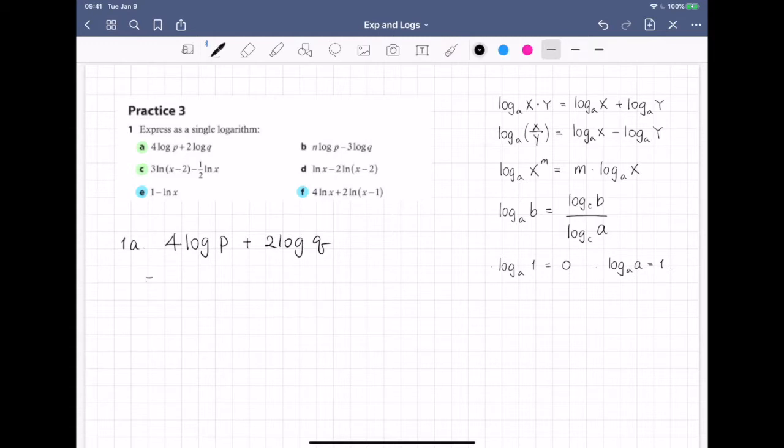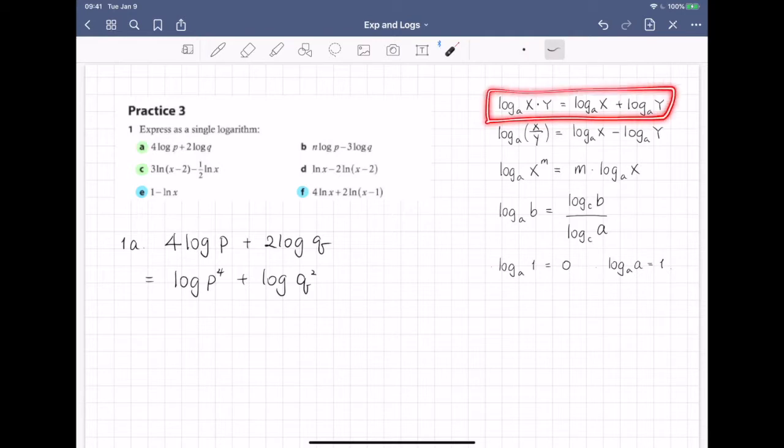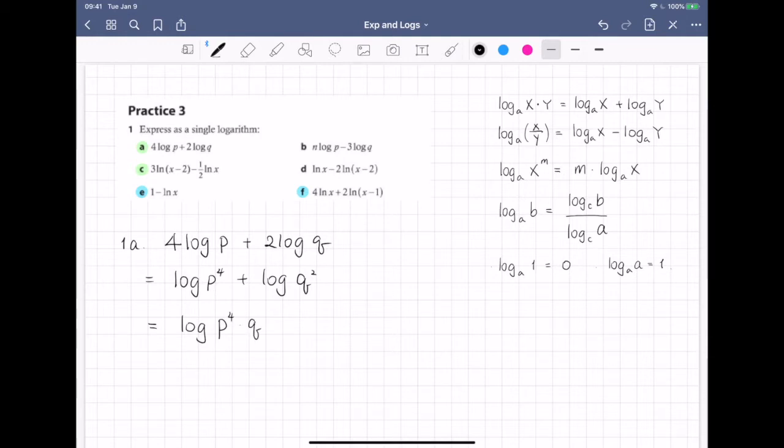So then I can write these as log base 10 of p to the 4th plus log base 10 of q squared. And then I'm going to use the first log rule here and combine them. And that would be log base 10 of p to the 4th times q squared. All right. Yeah, easy. All right, next question.